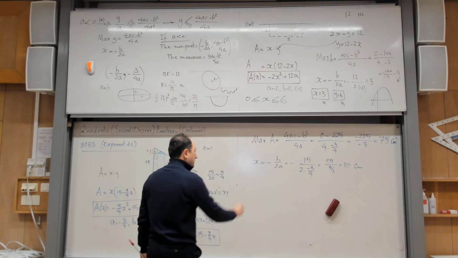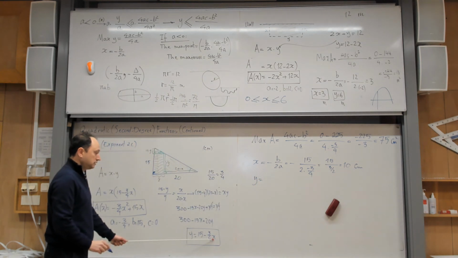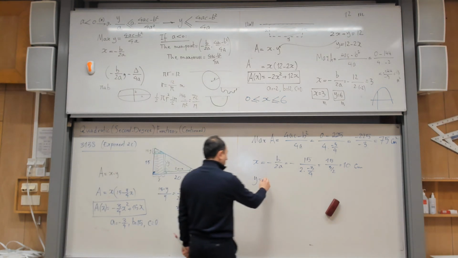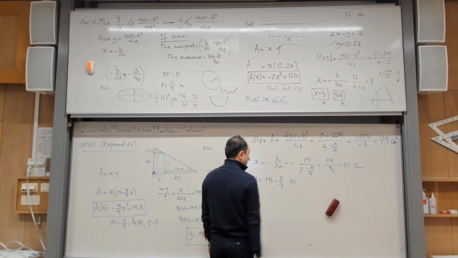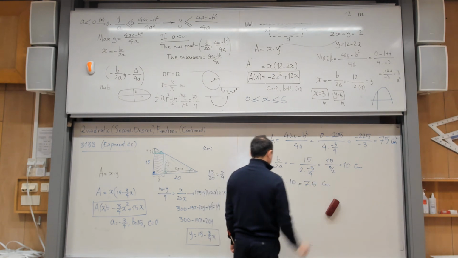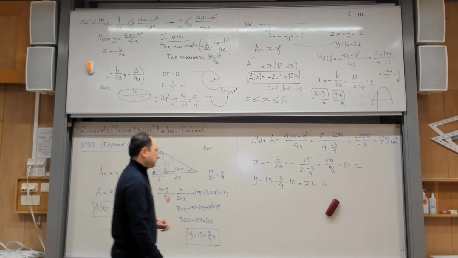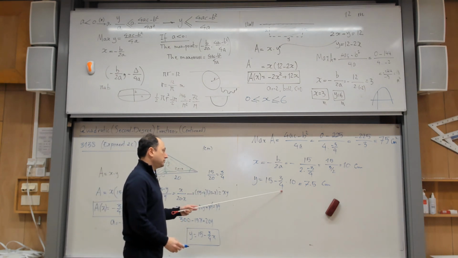And then if you want to calculate y, you take that x and put it here. So y becomes 15 minus 3 over 4 times 10. So this becomes 7.5 centimeters, because this becomes 30 divided by 2, which is 15 over 2. So 15 minus, that's correct.